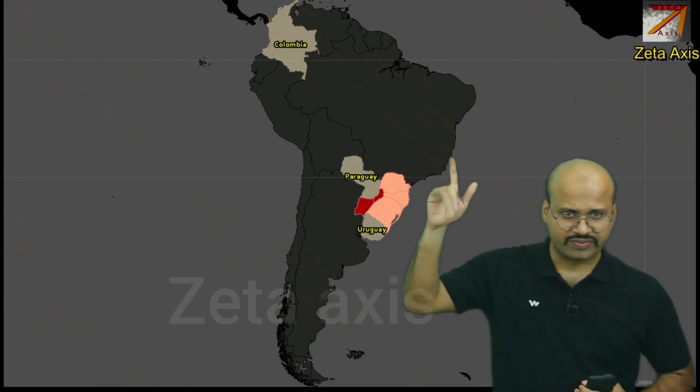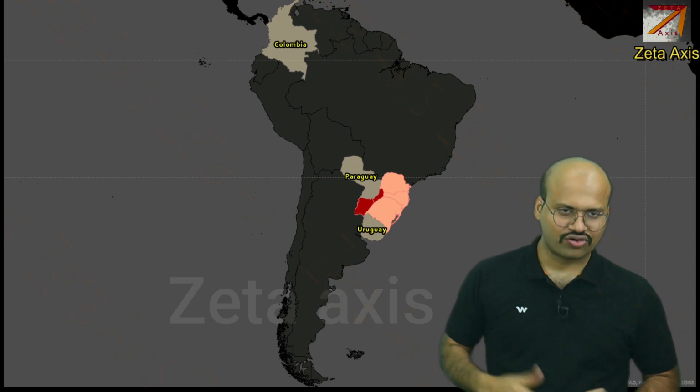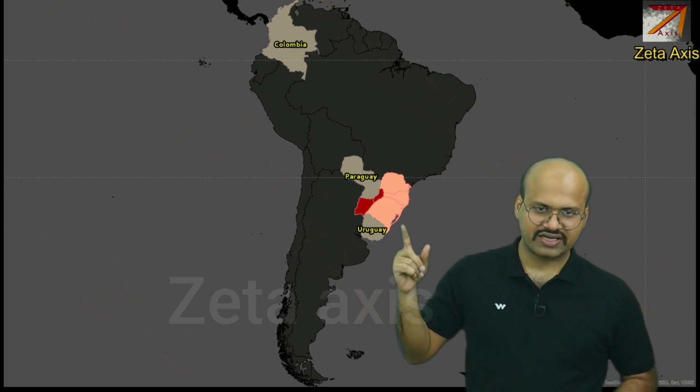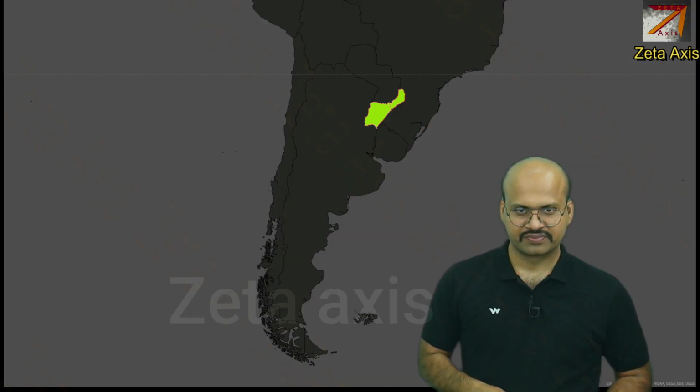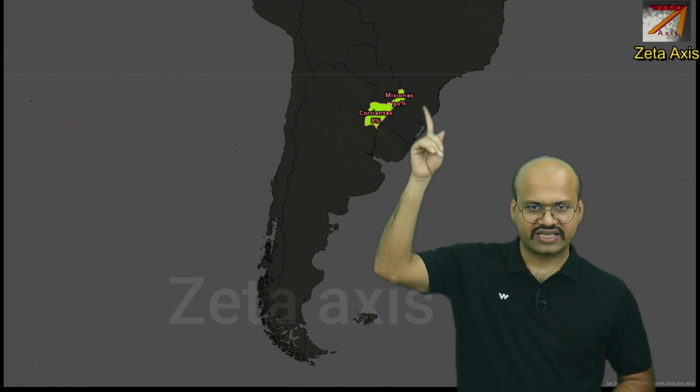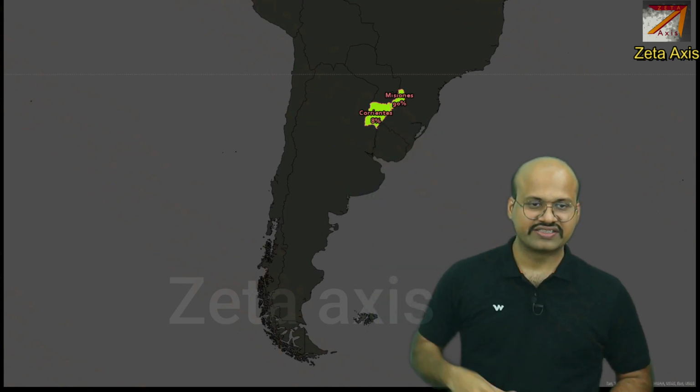The southern states of Brazil produce some amount of tea as well. These are the states, and then we have this dark brown colored region of Argentina, which produces a higher proportion of tea in South America. These are the states of Argentina in South America which produce tea.